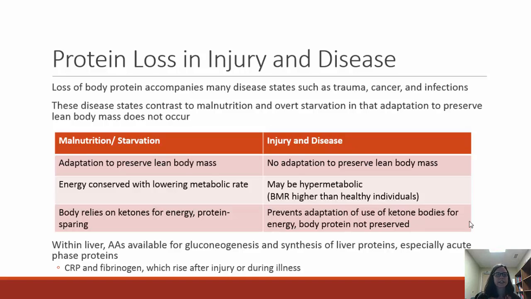So during injury and disease, amino acids are available for gluconeogenesis and synthesis of liver proteins, and this is especially our acute phase proteins like C-reactive protein and fibrinogen, which rise after injury and illness.